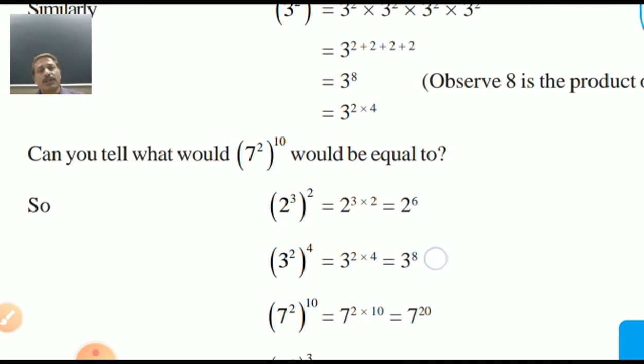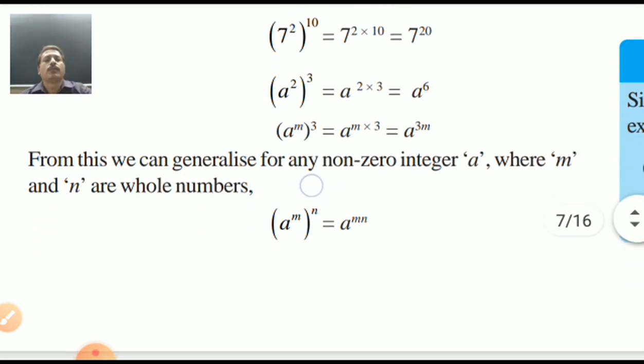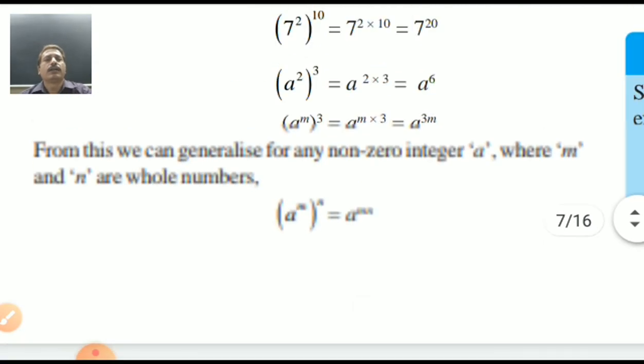Good. Multiply. Power of power. Double power. So we can write here a raised to m in bracket and all raised to n. We can write a raised to m into n. Multiply m into n. Correct? Very good, student. Correct?